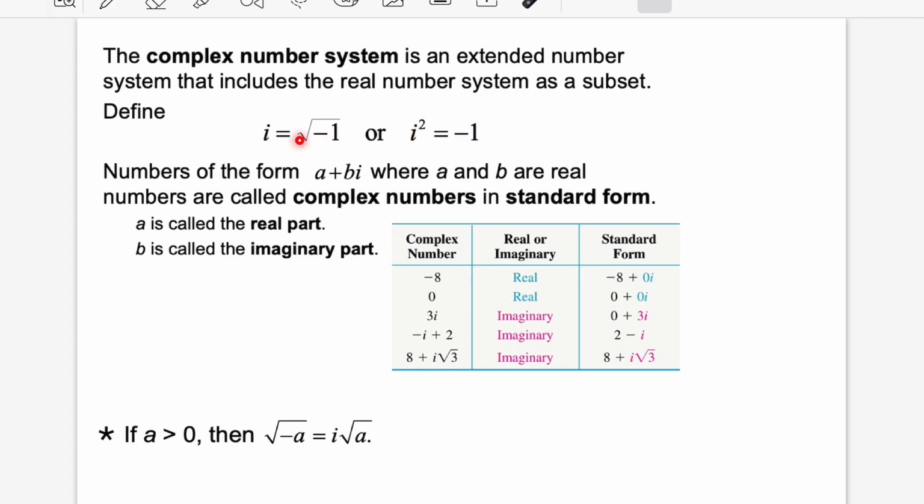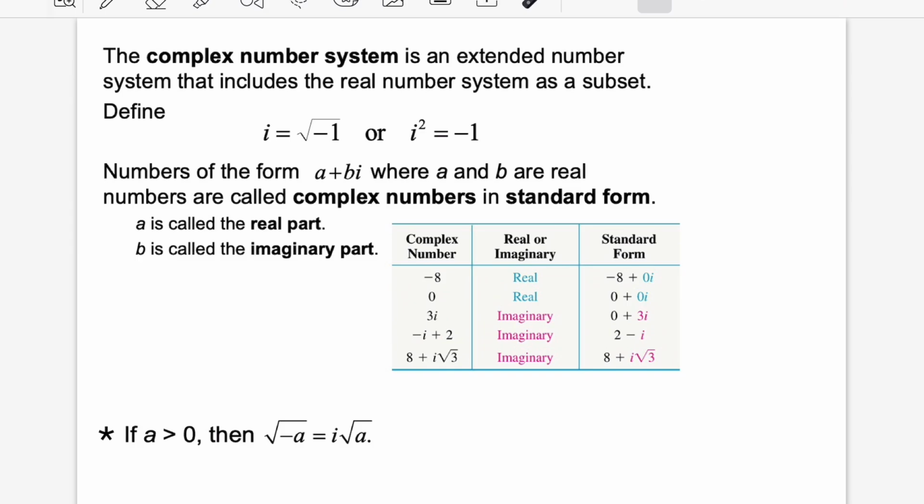And we can see this because if we were to do the square root of -1 times the square root of -1, the square roots would cancel, and so we'd be left with what's on the inside, -1. Now, numbers of the form a + bi, where a and b are both real numbers, are called complex numbers in standard form. So a would be called the real part of our complex number, and b is called the imaginary part. And so here are some examples here.